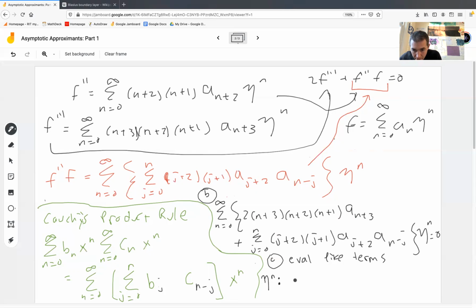Okay, so this, I'm going to just kind of cram it in here. This effectively leads to 2 times n plus 3, n plus 2, n plus 1, a sub n plus 3, plus the series j going from 0 to n, j plus 2, j plus 1, a sub j plus 2, a sub n minus j equals 0. Okay, so it leads to that, which gives you your recursion relation for the coefficients.